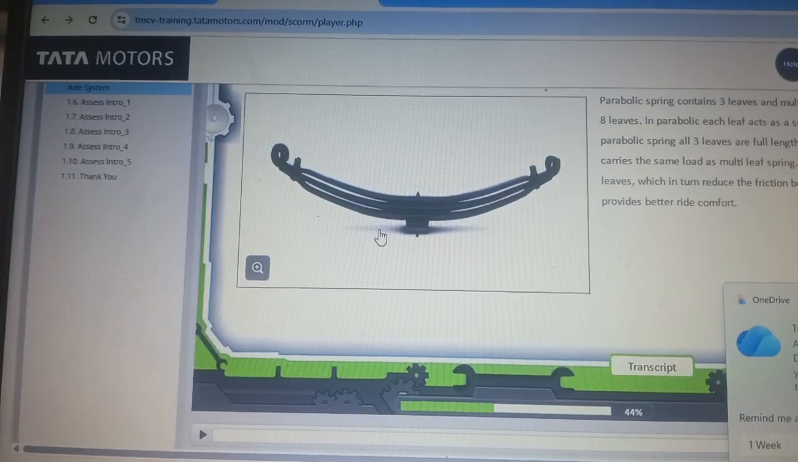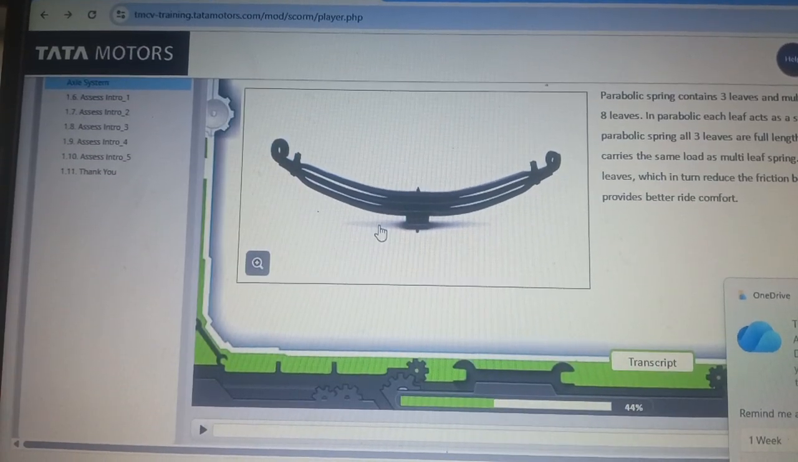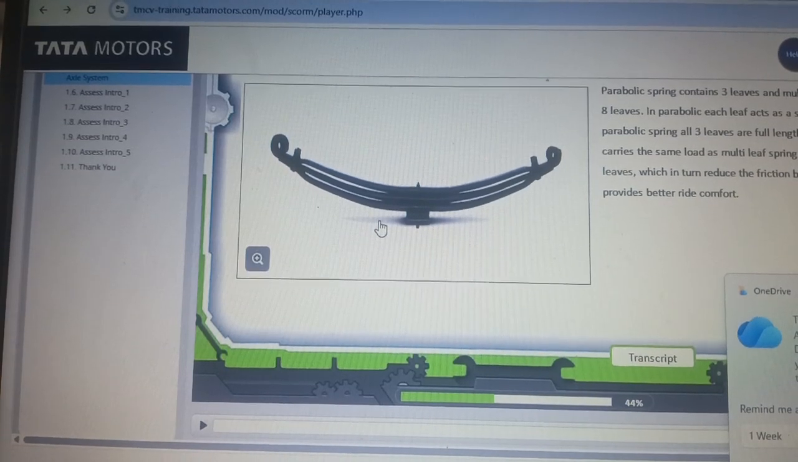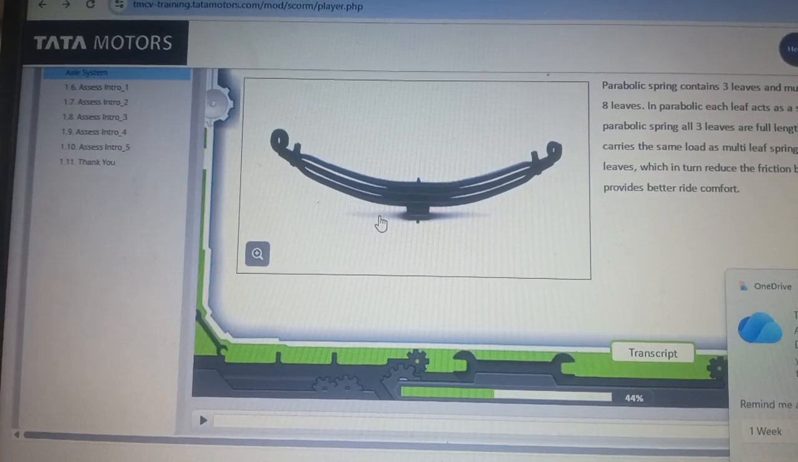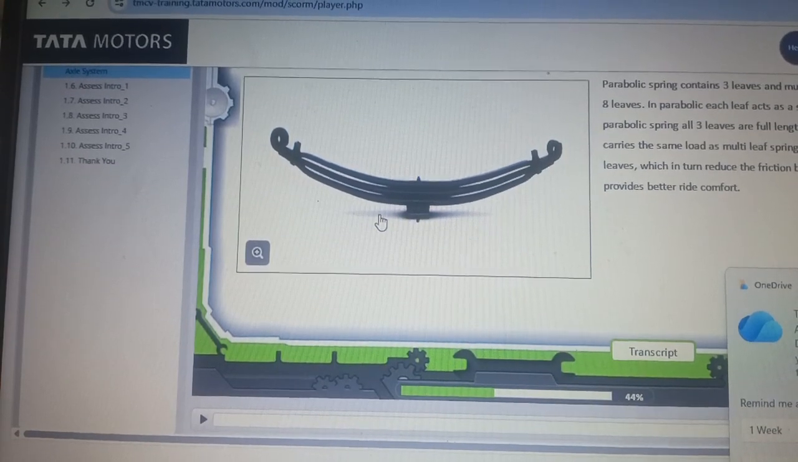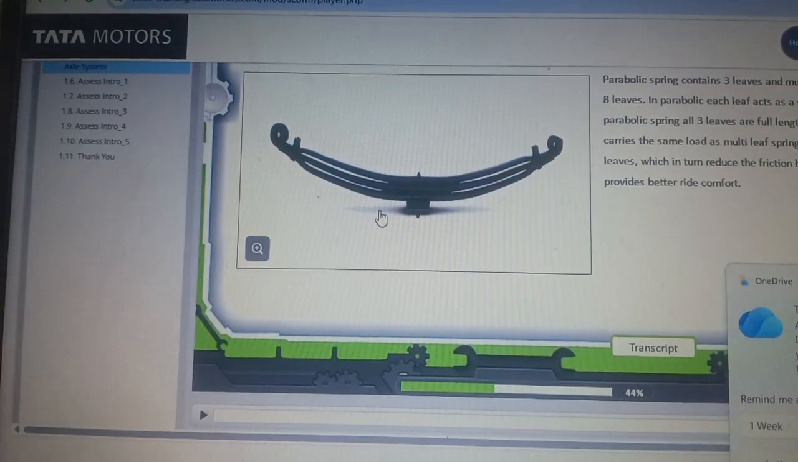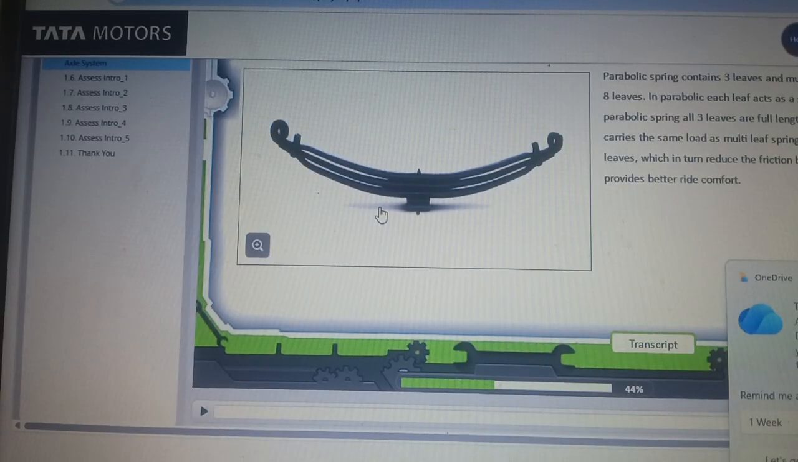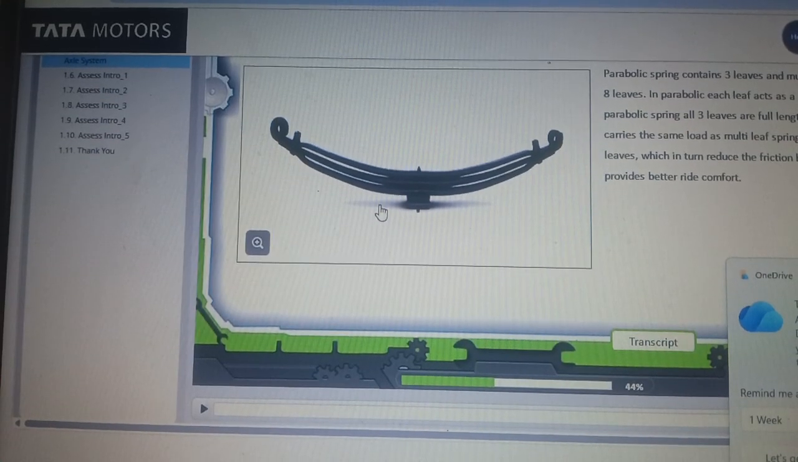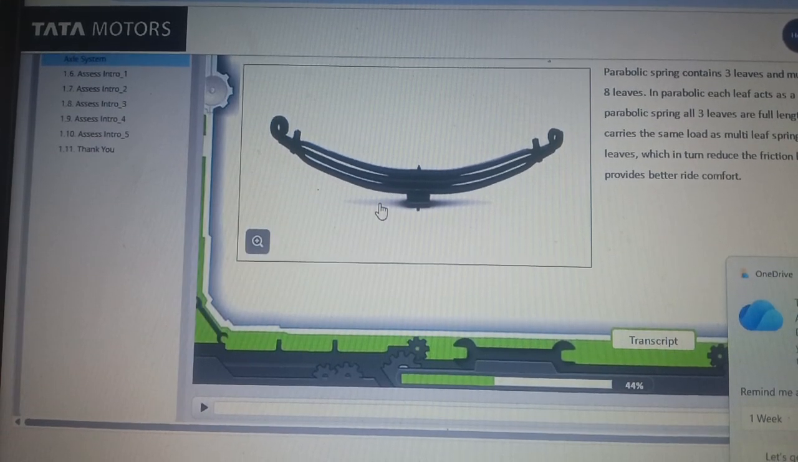Parabolic. Parabolic spring contains 3 leaves, and multi-leaf spring contains 8 leaves. In parabolic, each leaf acts as a separate spring. In parabolic spring, all 3 leaves are full-length leaves, so that it carries the same load as multi-leaf spring. There is a gap between leaves, which in turn reduces the friction between the leaves, and provides better ride comfort.